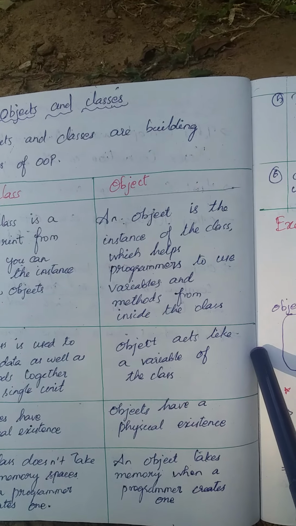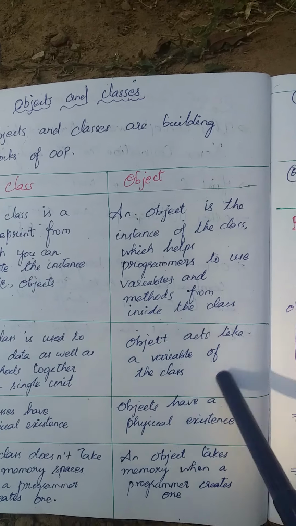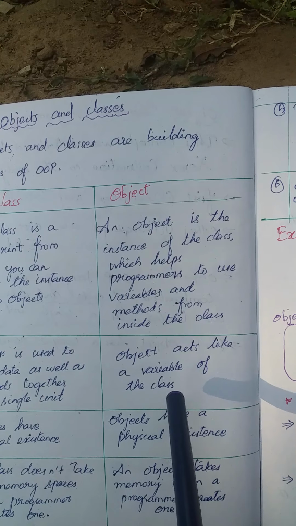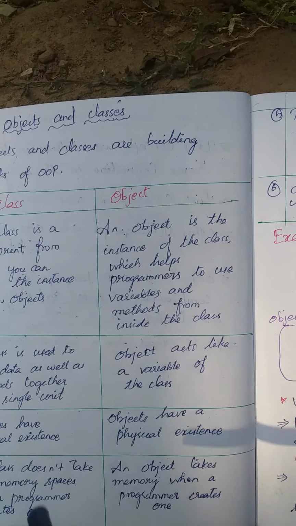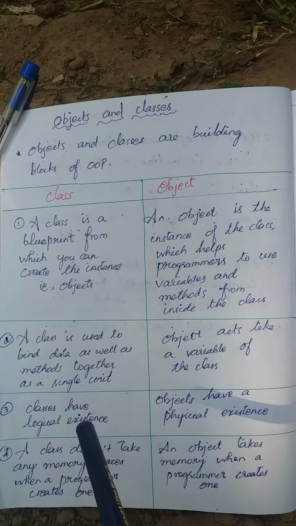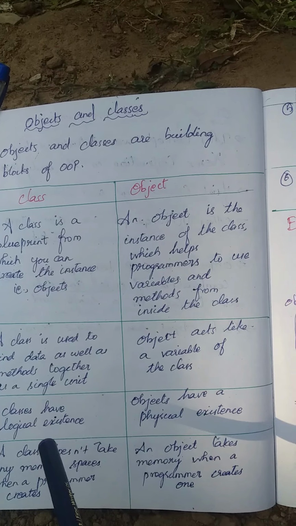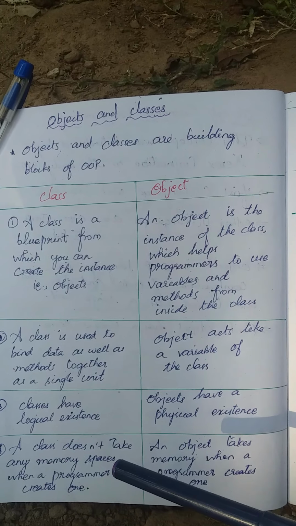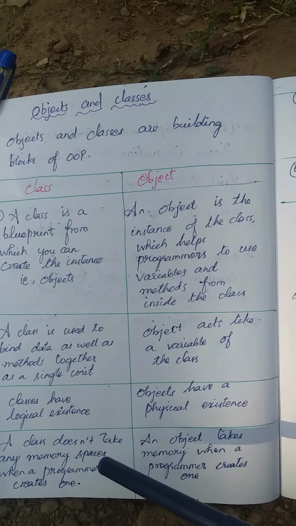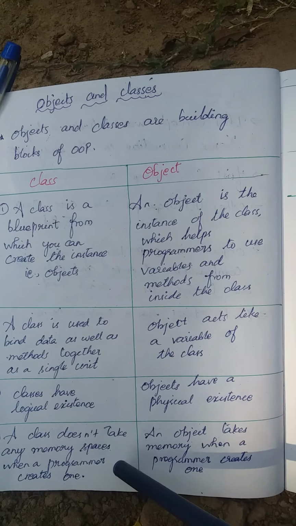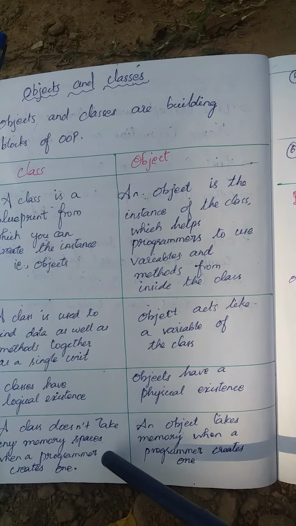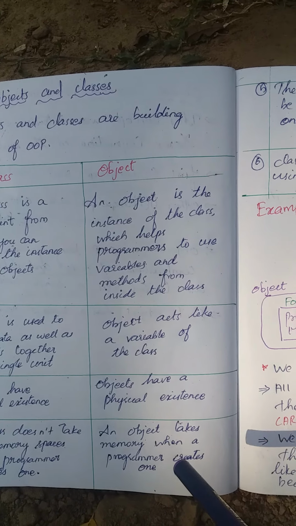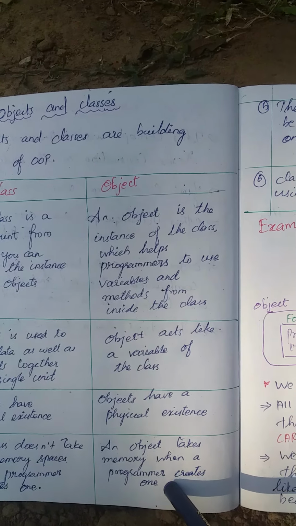And here an object acts like a variable of the class. This class is user defined, and for this type we declare a variable. That variable is called an object. The class has a logical existence, and the object has a physical existence. The next one is, a class does not take any memory space. Only defining a class doesn't require any memory. Once an object is created for a particular class, the memory space will be allocated.